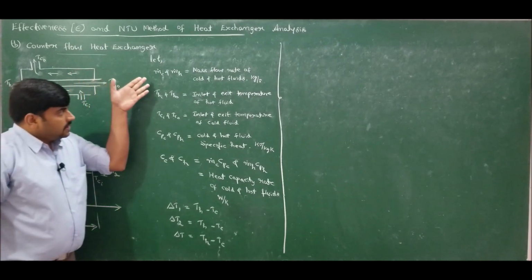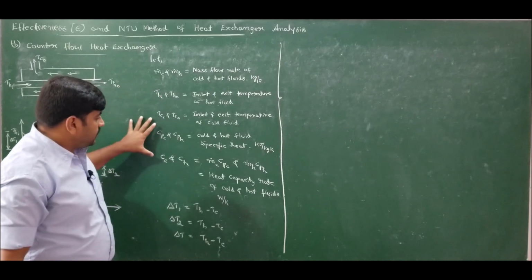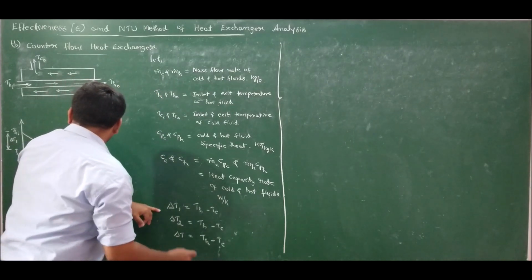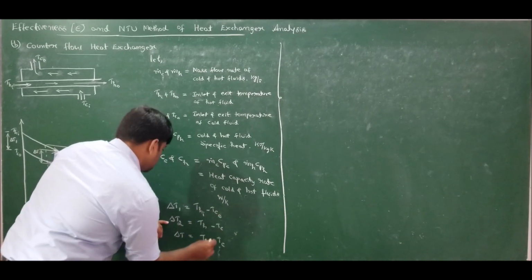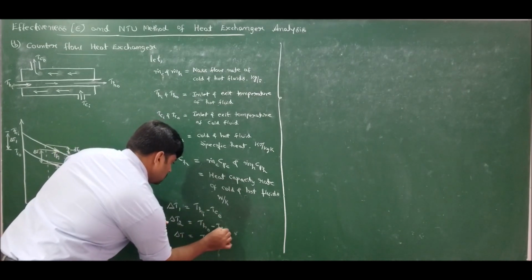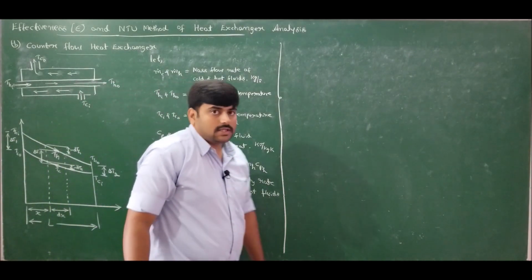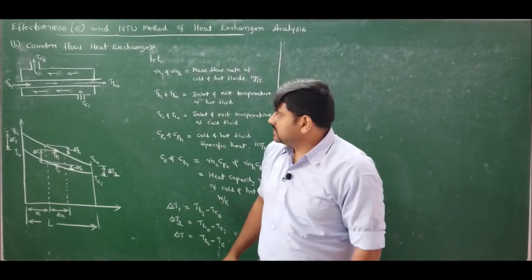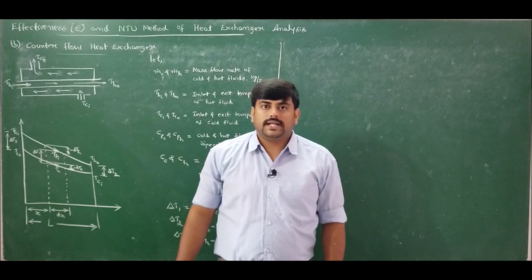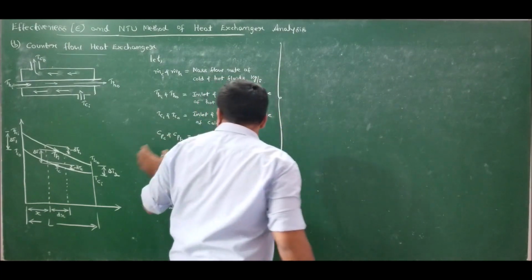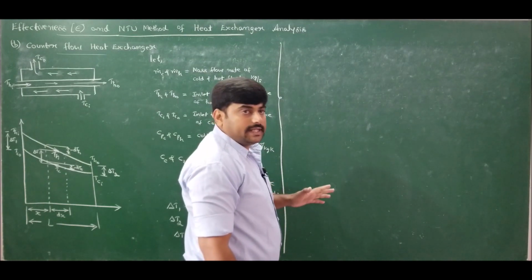Now the terminologies we used in our previous lecture, let us retain the same. Delta T1 will change to THI minus TCO, delta T2 will change to THO minus TCI, correct? And delta T is TH minus TC. Now let us derive the effectiveness NTU relation for the counter flow heat exchanger. To derive that, let me consider the elemental length dx, analyze it and integrate over the entire length.